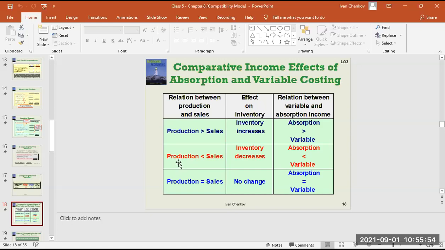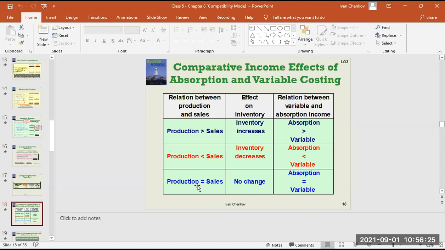Second conclusion, if the production is less than the sales, we're going to decrease the inventory. If we decrease the inventory, that means under absorption, we're going to have a higher cost of goods sold. And since we increase the expenses, our operating income under the absorption will be lower than the variable.